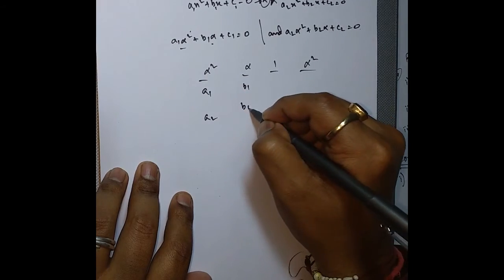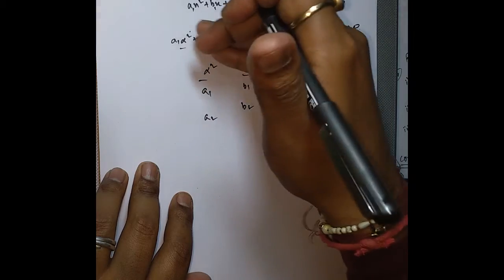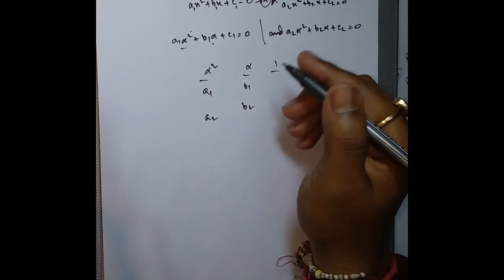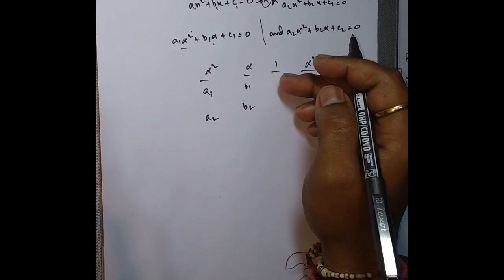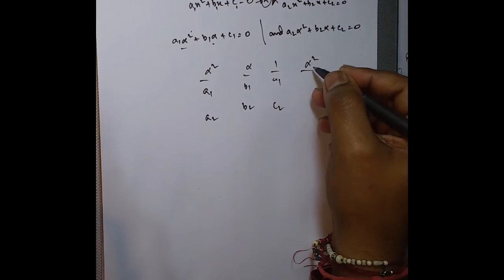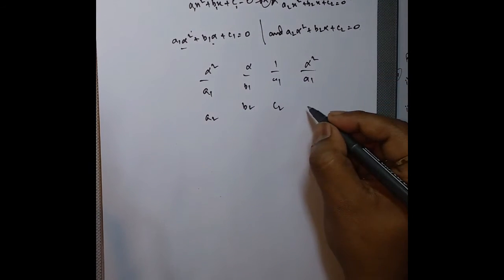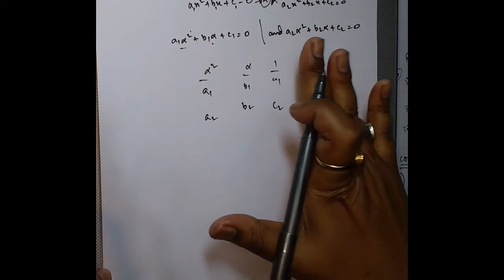See students, this is a very important rule. C1, C2 are constant terms. They are not having anything in common, so they are placed in the unity part, like C1, C2. Again alpha square. You'll see why I have done it like that, because Cramer's rule stops here.